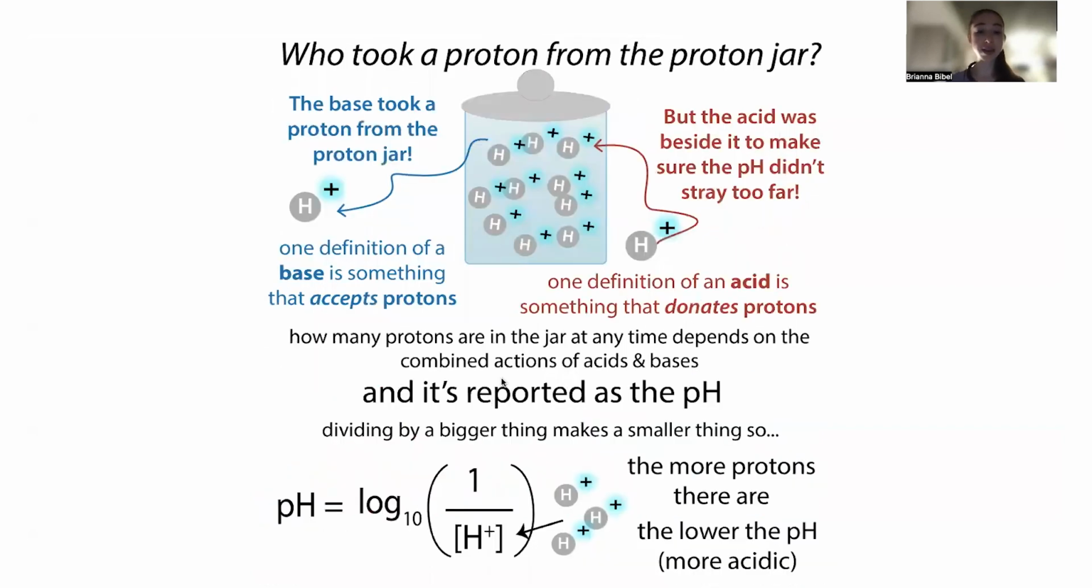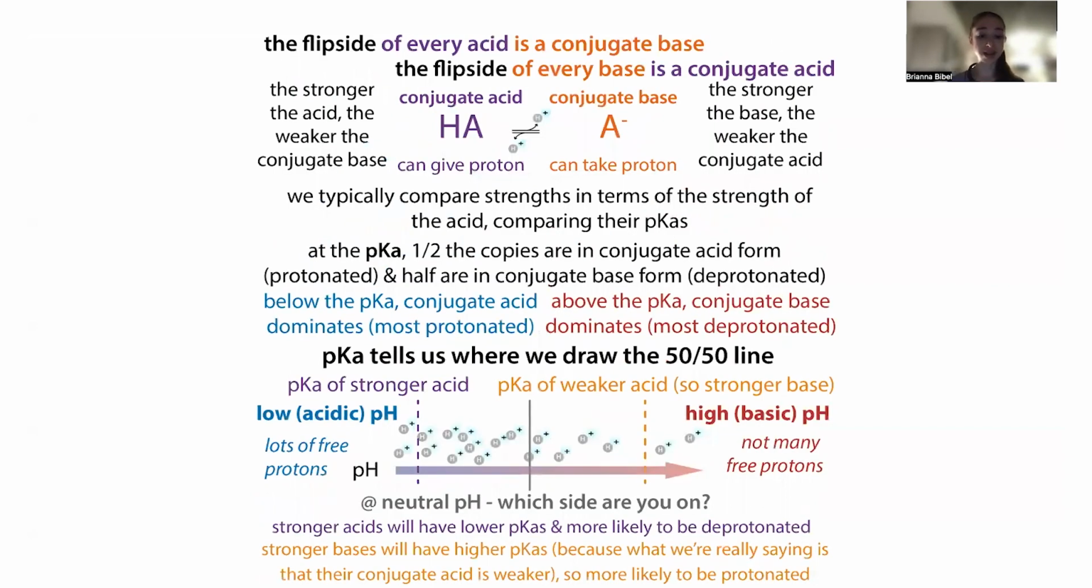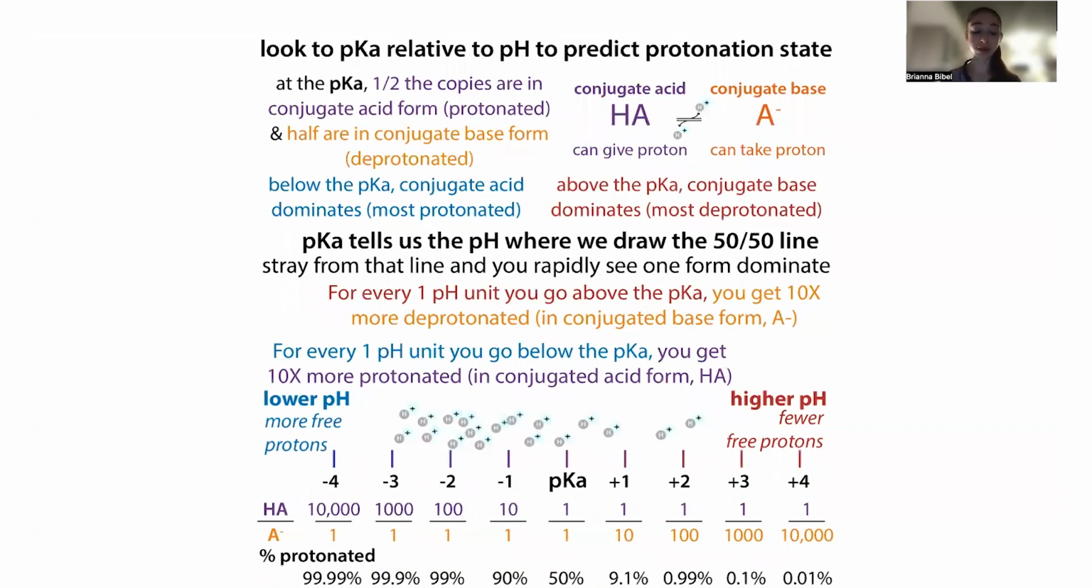But at a lower pKa, you're going to have a lower pH, you're going to have more protons, so it's going to be more likely to be protonated. And at a higher pH, you're going to have fewer protons and you're going to have less of it be protonated. Because it's a log scale, for each increase or decrease of one pH unit, you get a tenfold change.